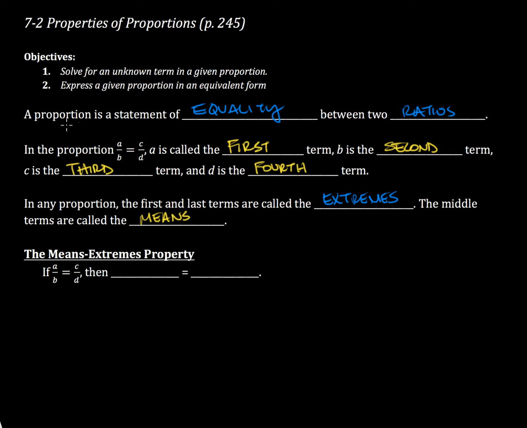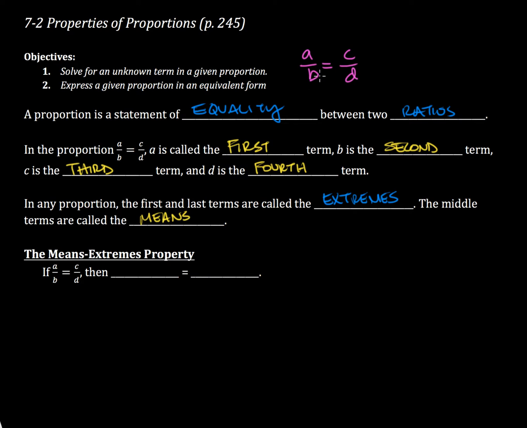Remember in our last video we talked about how a proportion is where we take two ratios and stick an equal sign in between them. So we take A over B and C over D and put an equal sign between them. That makes it a proportion. We're saying that these two ratios are equal.